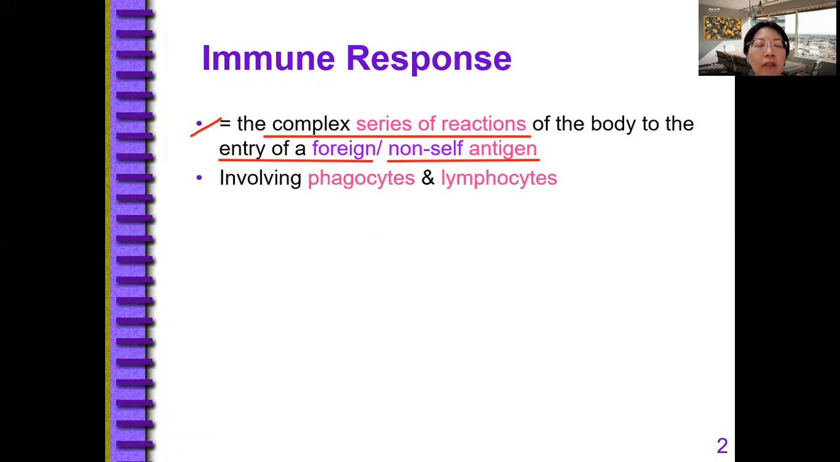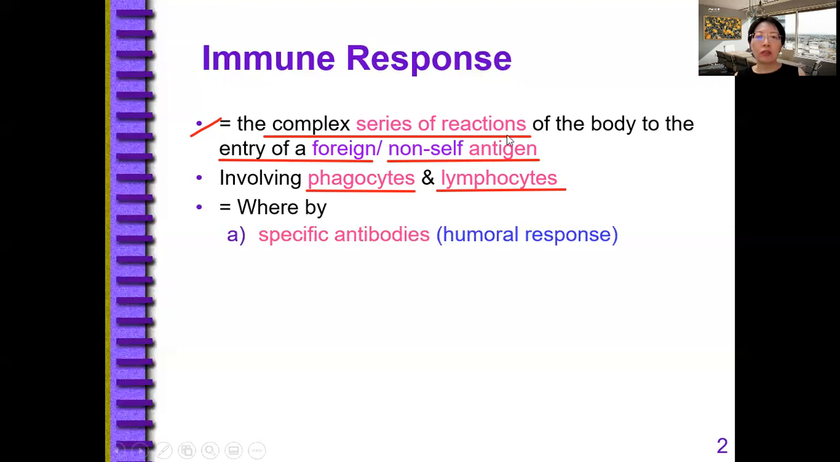So this complex series of reactions will involve the cells of our immune system, okay? So the cells of immune system include mainly the two types of white blood cells that we have, which are the phagocytes as well as the lymphocytes.